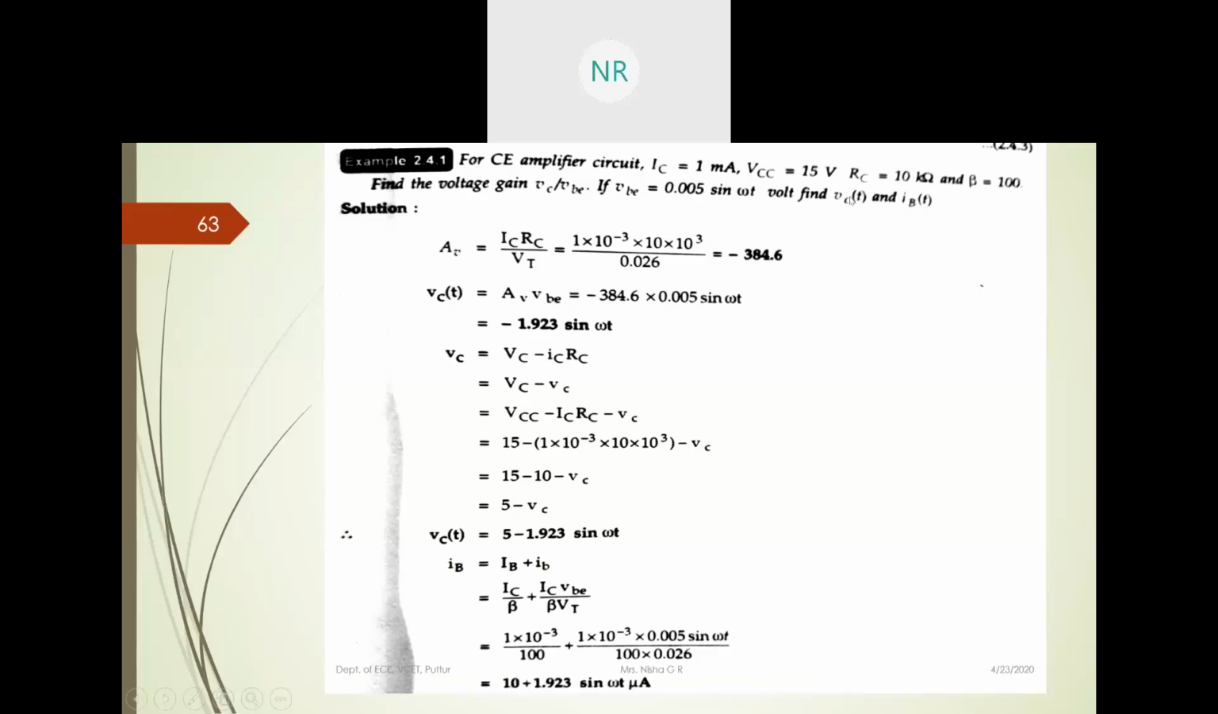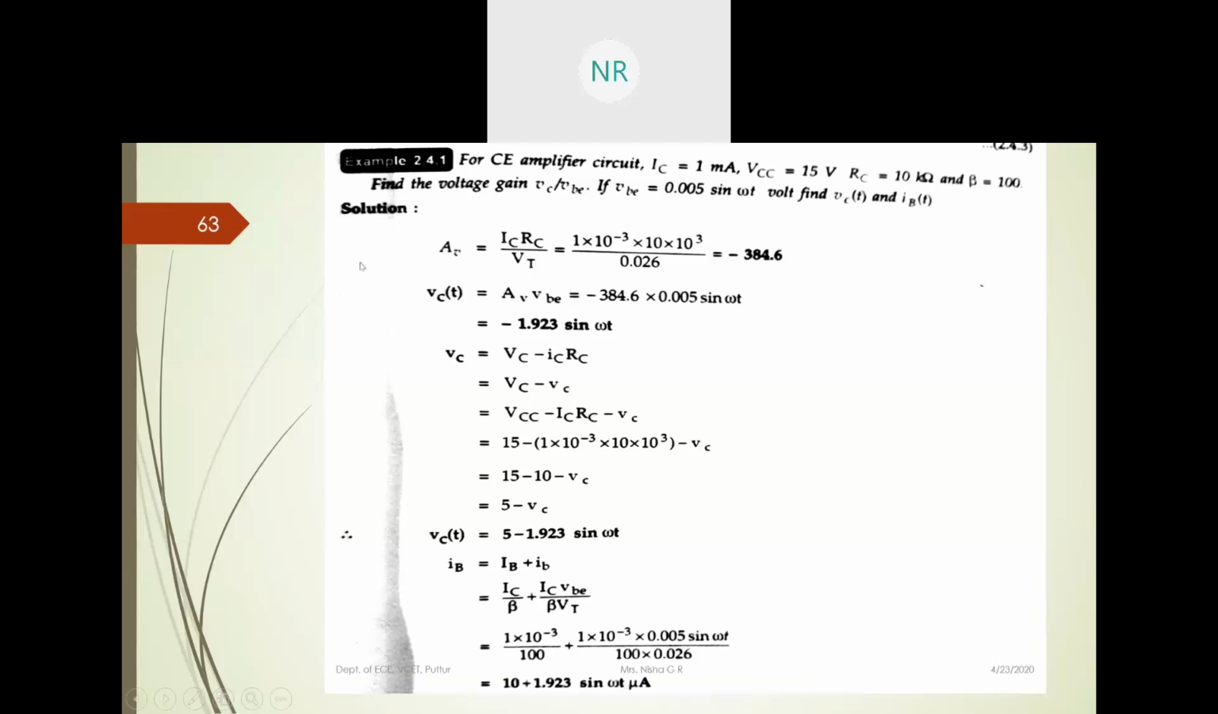And this is one particular problem depending upon the voltage gain. Then you are going to calculate vc of t and iB of t, that is the AC voltage, the collector output voltage, and the current iB.